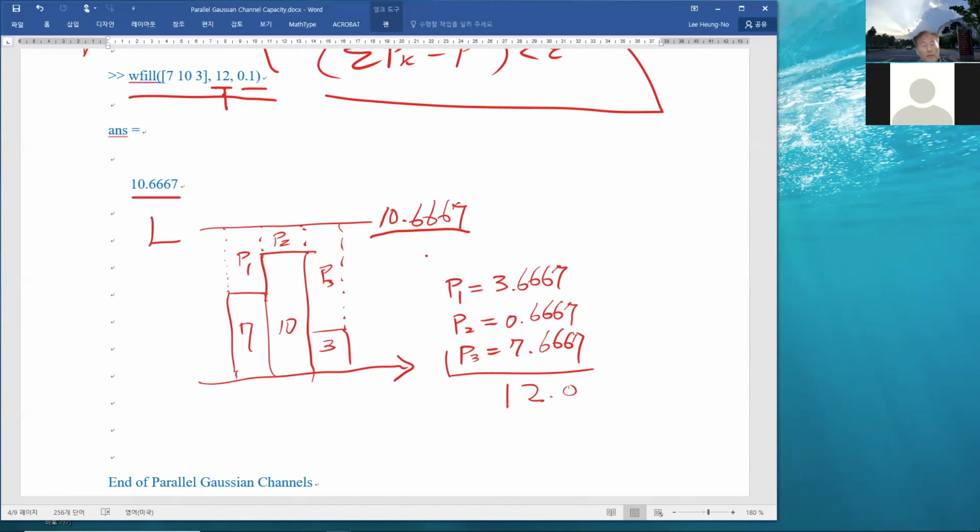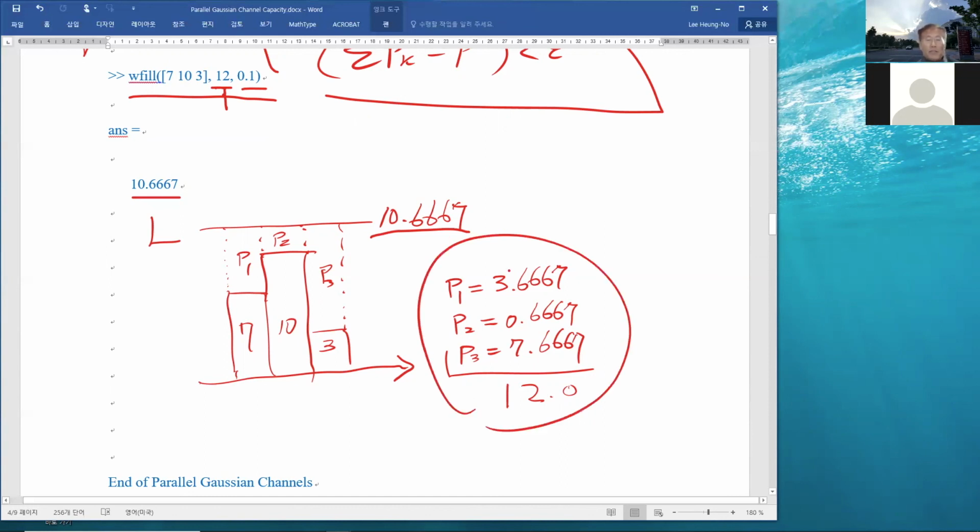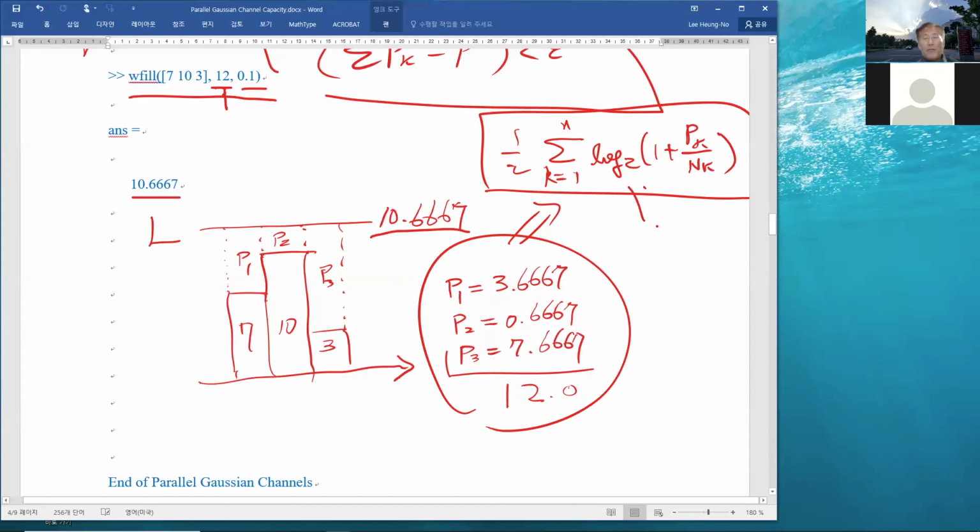That's the solution for capacity. Once you find this solution, all you have to do is substitute it into the formula that we had, the sum of one half log 2 of 1 plus PK over NK. You substitute into this formula, then you will get C. This is the capacity because it has been maximized. And how do you achieve this capacity?